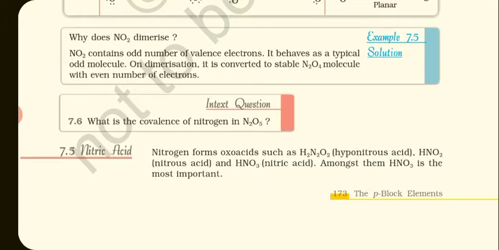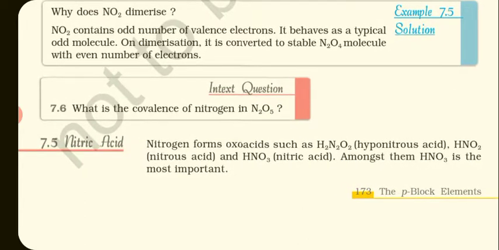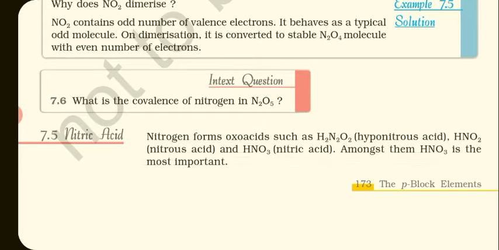Why does NO2 dimerize? NO2 contains an odd number of valence electrons. It behaves as a typical odd-electron molecule. On dimerization, it is converted to the stable N2O4 molecule with an even number of electrons.